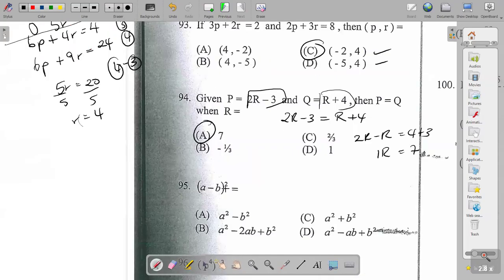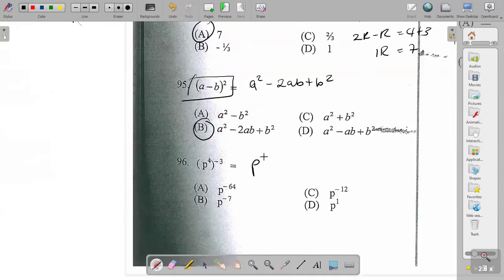All right, this is expansion. A minus B. And you should know this formula. The answer is going to be A squared minus 2AB plus B squared. This is actually a formula you should know, the perfect square formula. So the answer is B.